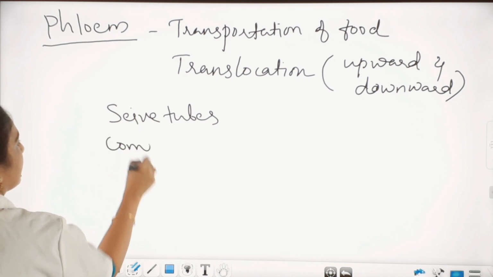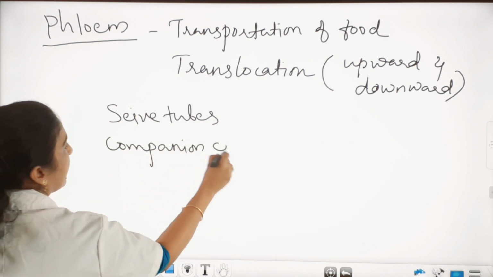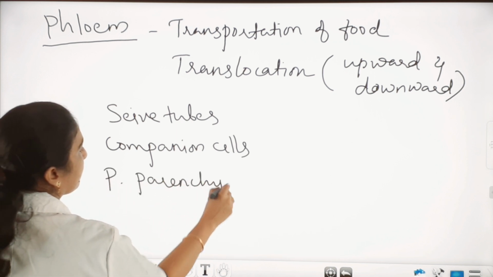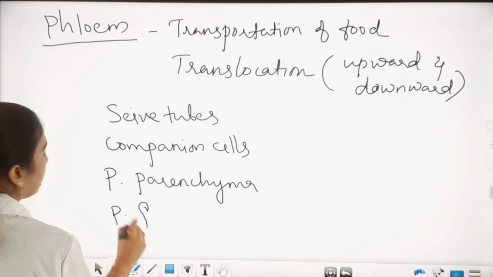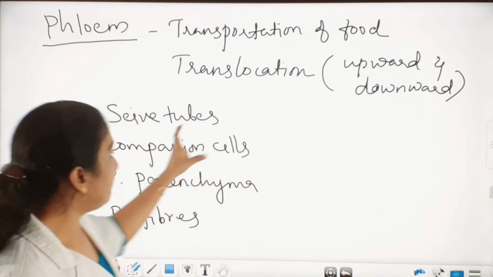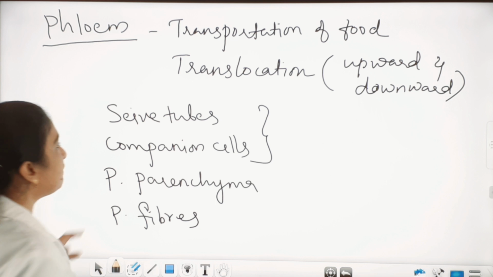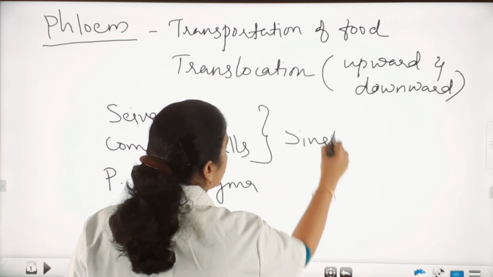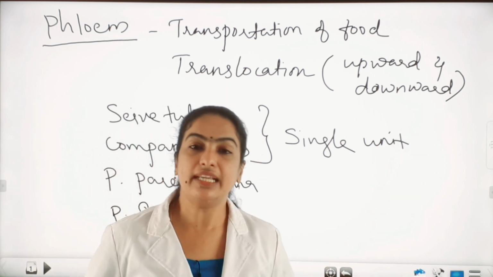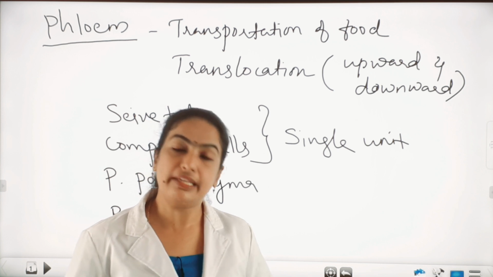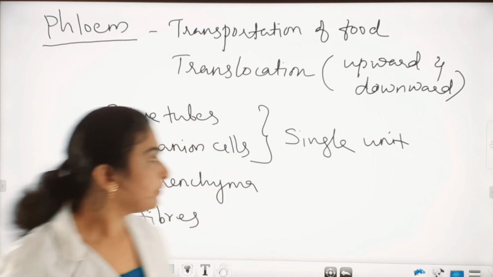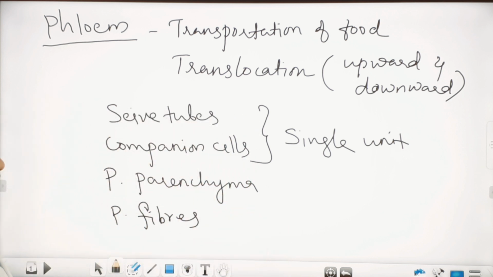Then companion cells. Companion cells, phloem parenchyma and phloem fibers. So these are the 4 major components of phloem. Out of these 4 components, the first 2, sieve tubes and companion cells, act as a single unit for the translocation of food in the plant body from leaves to different parts, that is both upward and downward translocation. Is it clear? So that's all about the translocation.